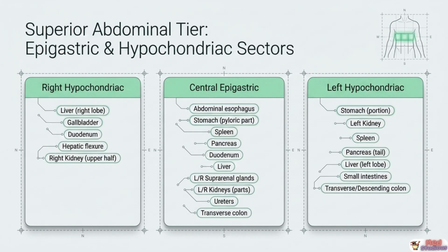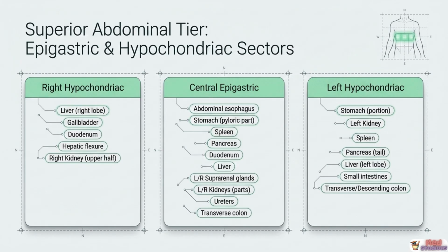The central epigastric region is the most densely populated zone in the entire abdominal grid. It contains the abdominal esophagus, the pyloric part of the stomach, the entire spleen, the bulk of the pancreas, the horizontal part of the duodenum, the liver, both suprarenal glands, parts of both kidneys, the ureters, and the transverse colon. Epigastric pain is one of the most clinically challenging presentations, precisely because so many organs converge here.